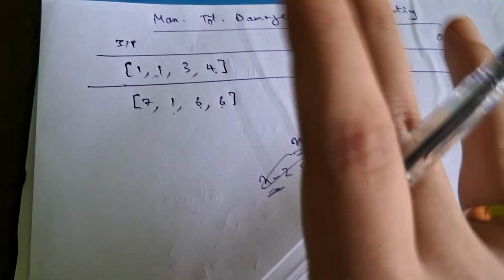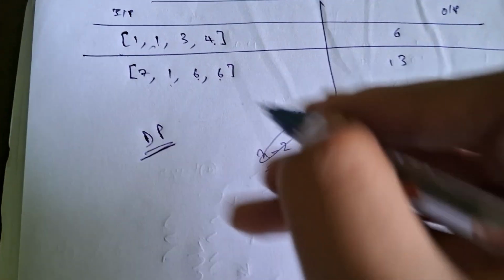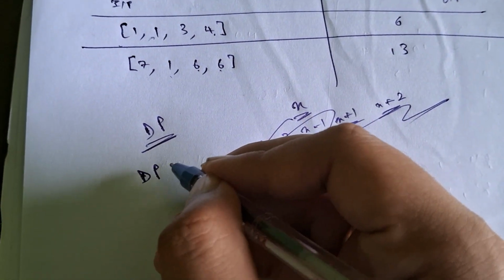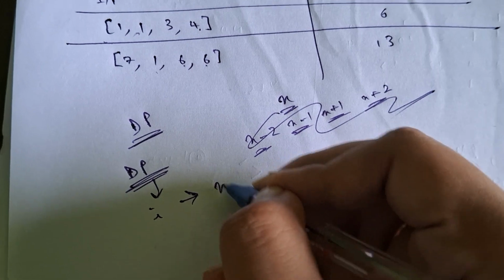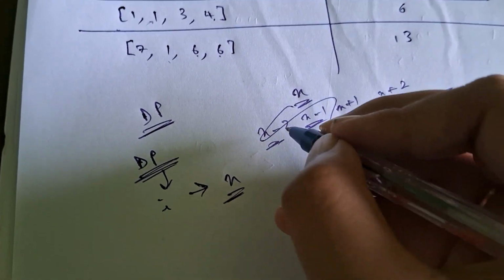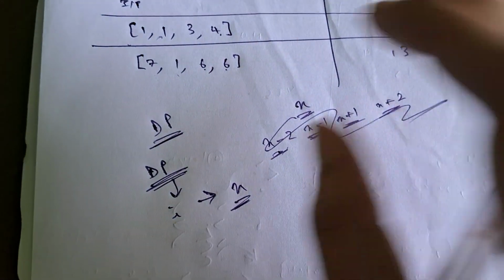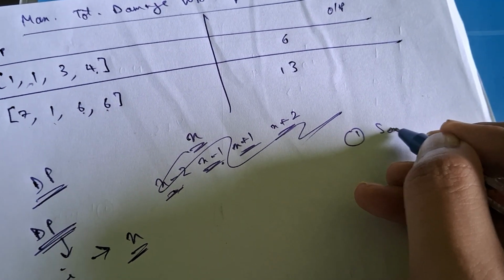If you look at this, you can say it's a basic DP. If you're at any position and taking the element x, then x minus 1 you can't take, and x minus 2 you can't take. So it is better to first sort the array. Step 1: sort the array.